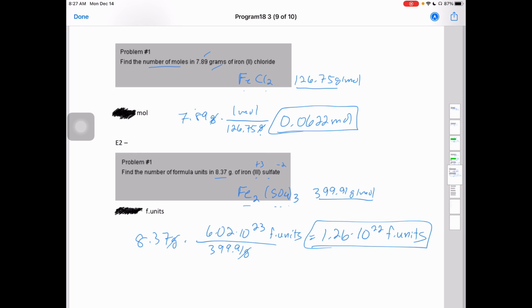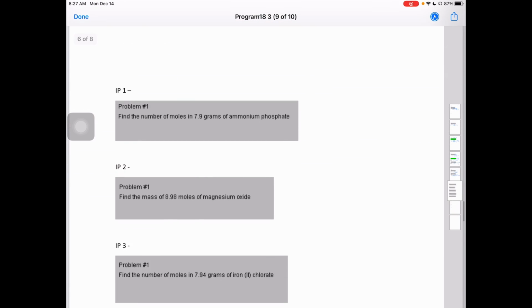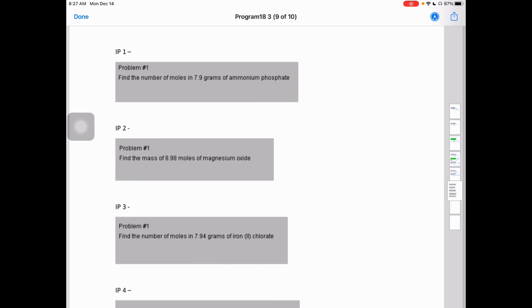And now, if you're in school with me, we're going to do some more practice problems. If you're at home, what you're going to do is do these independent practice problems. You can't do the programs because you're at home, but you can do these. You're going to write these down. So pause this.